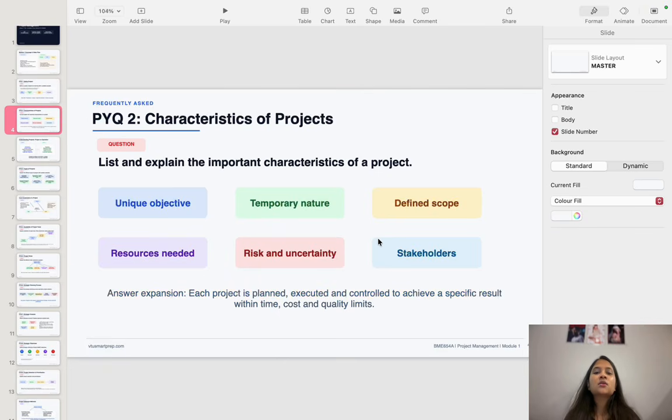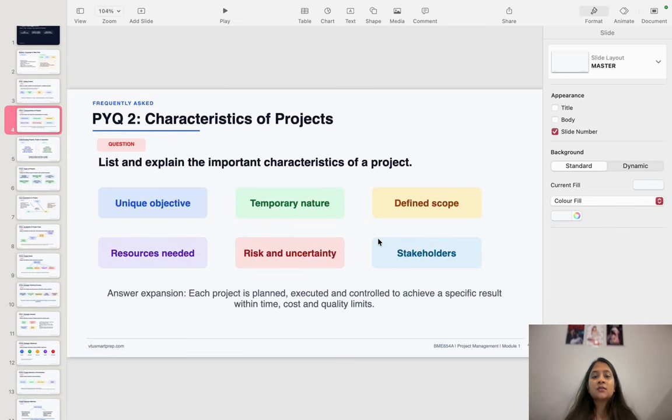Next, you can see characteristics of a project. The next important question is: list and explain the important characteristics of a project. First, a project has unique objectives; it is started to achieve a specific goal. Second, it has a temporary nature; it has a clear beginning and ending. Third, it has a defined scope, which means the work to be completed is clearly mentioned. Fourth, every project needs resources such as manpower, money, machines, materials, and time.